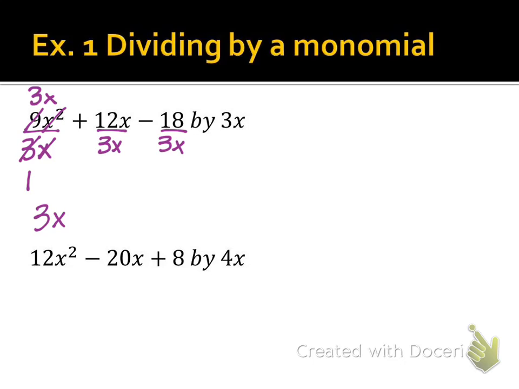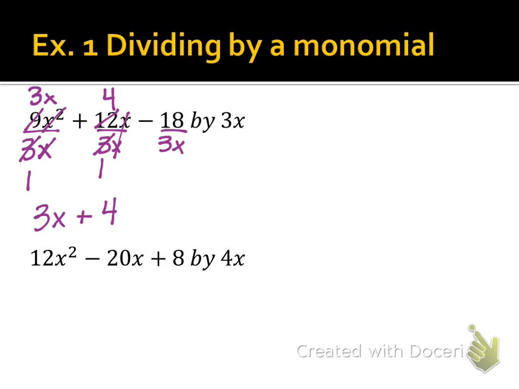The next term, we're going to do the exact same thing. We're just going to divide 12x by 3x. What number can go into both 12 and 3? 3. 3 goes into 3 one time. 3 goes into 12 4 times. And what can I do with those x's? Cancel them out. So what's 4 over 1?